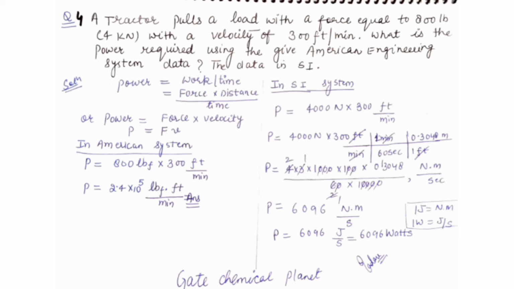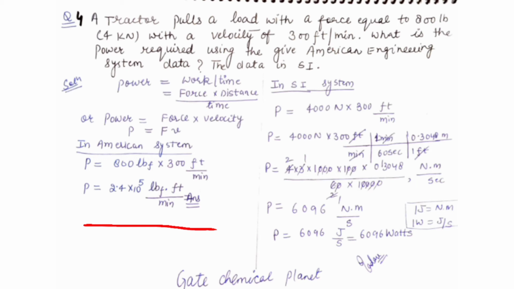And the velocity is already given. Velocity is given 300 feet per minute. So put the values of force and velocity in the formula of power. So we will get 800 lbf into 300 feet per minute. Okay. So the final answer is very simple: 2.4 into 10 to the power 5 lbf into feet divided by minutes. So this is the answer for power in American system.